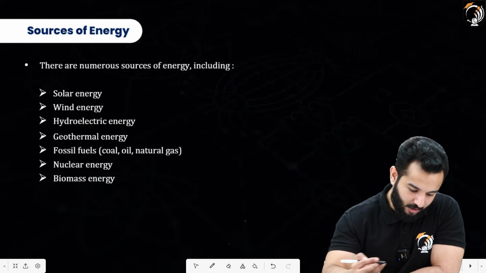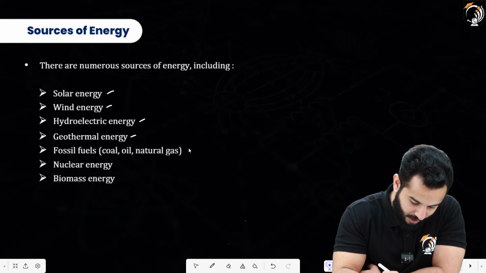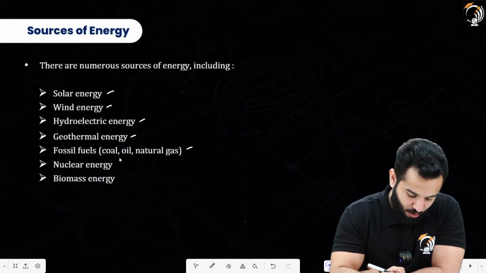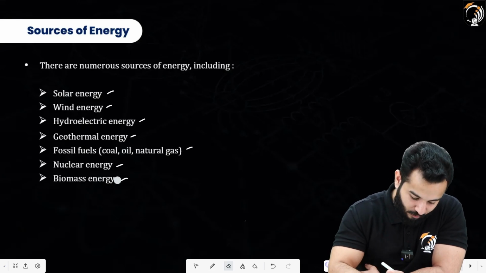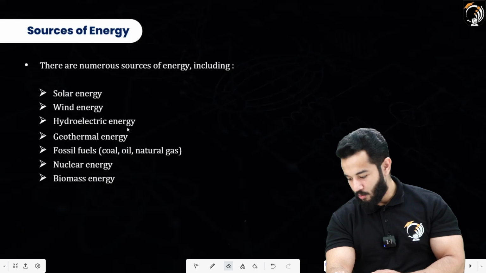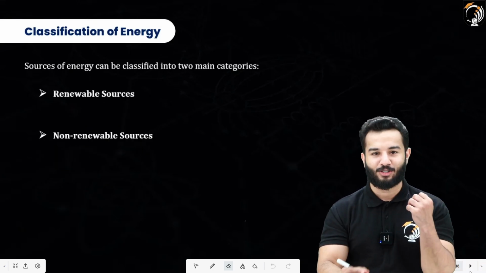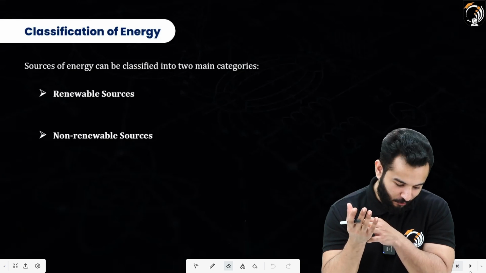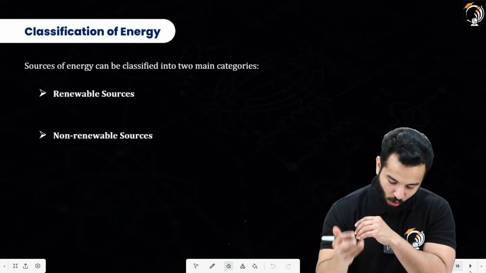There can be solar energy, wind energy, hydroelectrical energy, geothermal energy, fossil fuels, that is basically your natural gases, and then nuclear energy and biomass energy. Now we are going to classify all of these energies on a certain basis. Let's classify them on the basis of their renewability, whether they are renewable or not. So there are two categories in this type of classification. First is renewable sources, second is non-renewable sources.